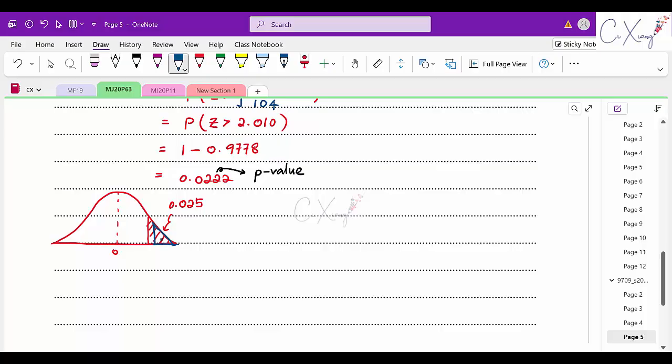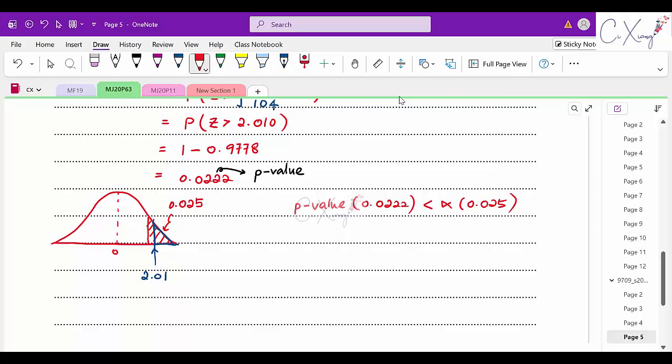Let's say the blue color area is 0.0222. Look at this value of the z here, it falls under the rejection region. This value is 2.01. So you can see that 2.01 falls under the rejection region. So from here you roughly know what the conclusion is already, right? Because of this, we need to make a comparison statement where you can write the p-value, which is 0.0222, is smaller than the alpha, the rejection region, which is 0.025.